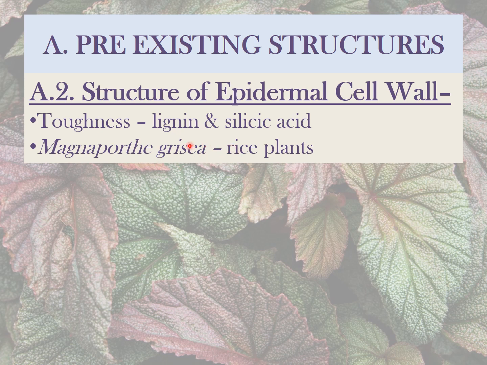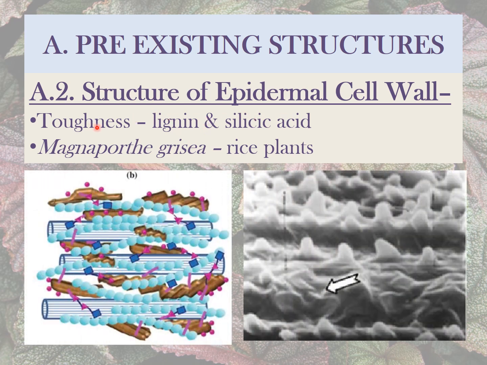So the epidermal cell wall, if it is thick and tough, also contributes in resisting the pathogen, or at least it helps to delay the entry of the pathogen. You can see over here, these brown color structures are a depiction of lignin, and these white color deposits are the silicic acid. So deposition of lignin and silicic acid in the epidermal cell wall of some varieties of plants has been shown to act as a barrier or to prevent the entry of pathogens.